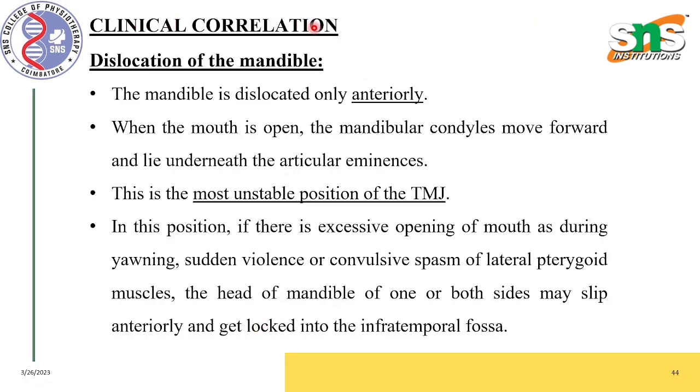So coming to the clinical correlation, first one is your dislocation of the mandible. This mandibular dislocation happens mainly over your anterior aspect. So the mandible is dislocated only anteriorly. When the mouth is open, the mandibular condyles move forward and lie underneath the articular eminences. This is the most unstable position of the temporomandibular joint. In this position, if there is an excessive opening of the mouth, as during yawning, sudden violence, or convulsive spasm of the lateral pterygoid muscles, the head of the mandible of one or both sides may slip anteriorly and get locked in the infratemporal fossa.